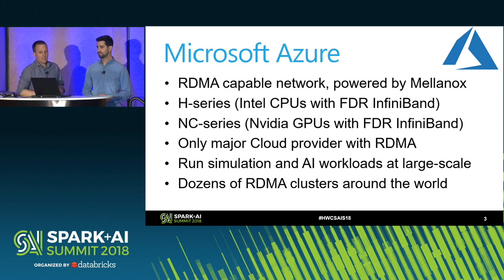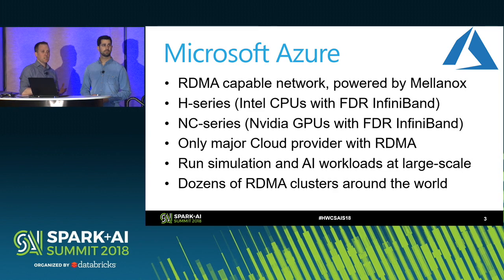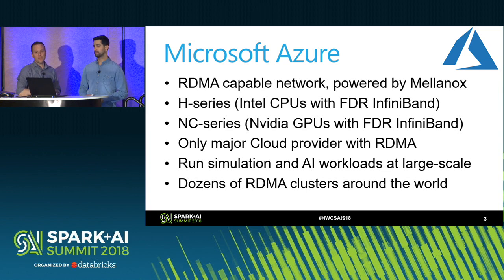Microsoft Azure is the only RDMA-capable major cloud provider out there, and we've done this in partnership with Mellanox over many years. You can find InfiniBand fabric technology on our H-series VMs, which are CPUs connected by FDR InfiniBand, as well as our NC-series VMs, which are GPU-accelerated VMs, also powered by FDR InfiniBand. We see dozens of different use cases across a wide variety of verticals from academia, industry, government, and beyond. And we have clusters all over the world today. This is a really exciting opportunity for us to launch this new capability, Spark RDMA, on Azure.